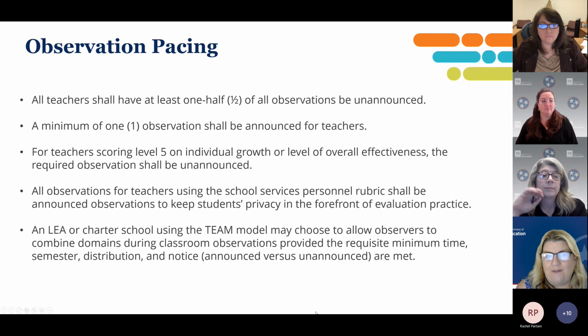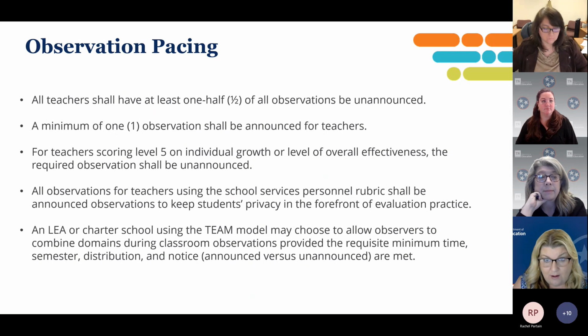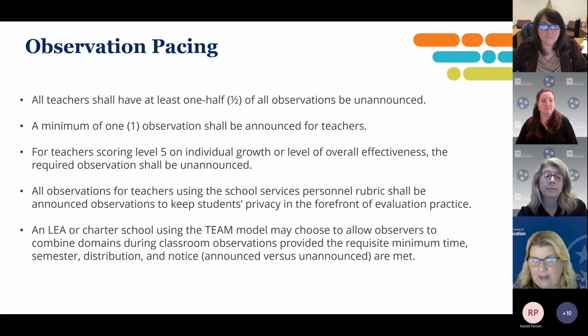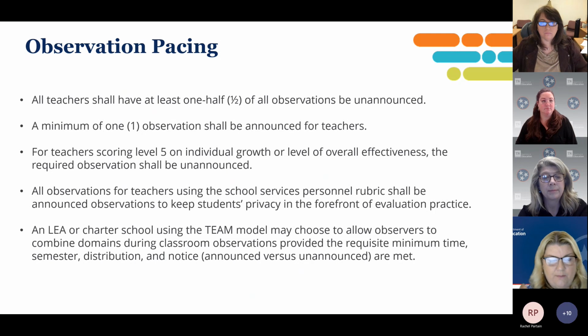All teachers have to have at least half of their observations unannounced. So if a teacher is required to have 4 observations, at least 2 of them must be unannounced. A minimum of 1 observation shall be announced for all teachers. For teachers scoring a level 5 on individual growth or their LOE, their required observation has to be unannounced. Those teachers will only require 1 observation.